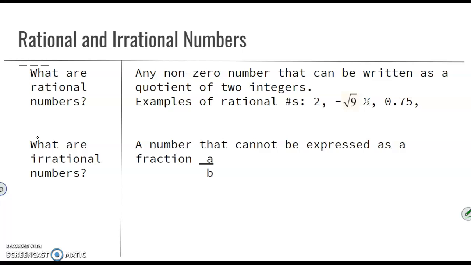So to be rational, it is any non-zero number that can be written as a quotient of two integers, which is a fraction. Examples of rational numbers are 2, the negative square root of 9, which would be -3, 1/2, and 75/100. Irrational numbers are any numbers that cannot be expressed as a fraction, a over b. Make sure you have the definition of irrational numbers in your notes.